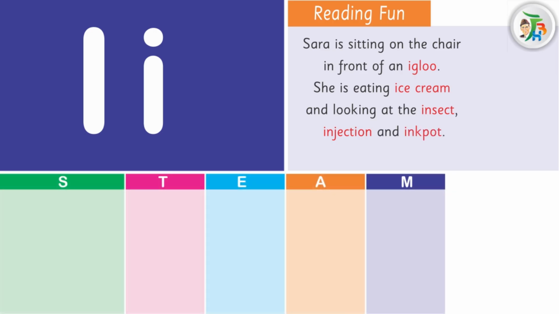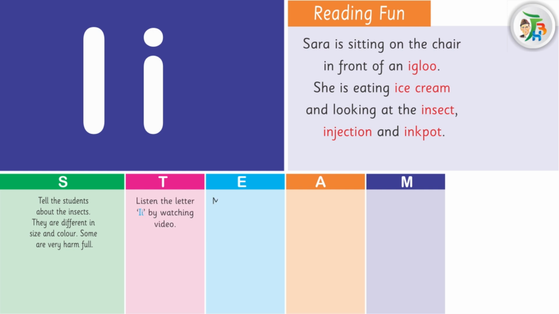STEAM activities. Let's do some fun activities together. S. Tell the students about the insects. They are different in size and color. Some are very harmful. T. Listen to the letter I by watching video.